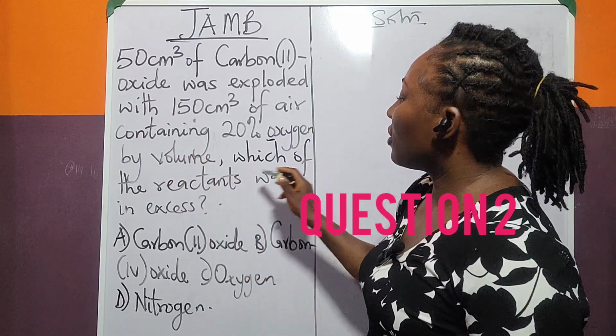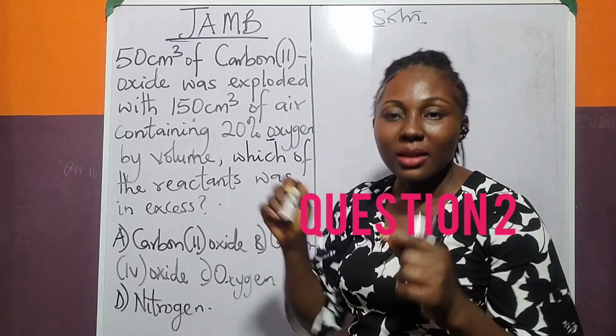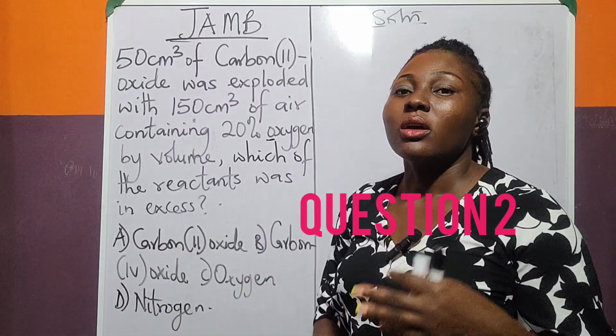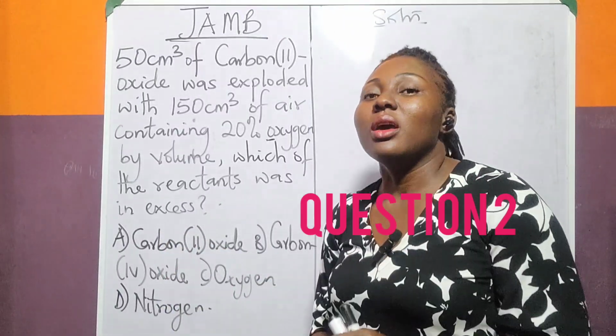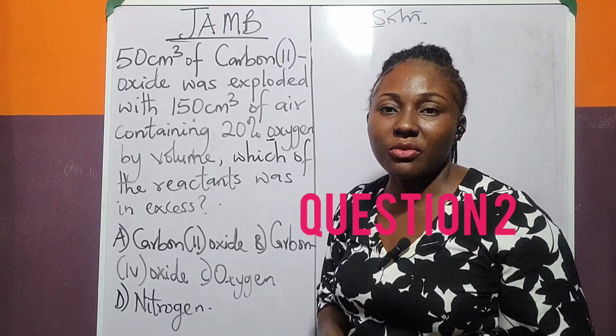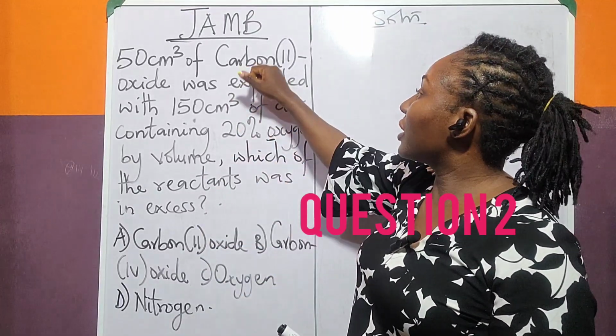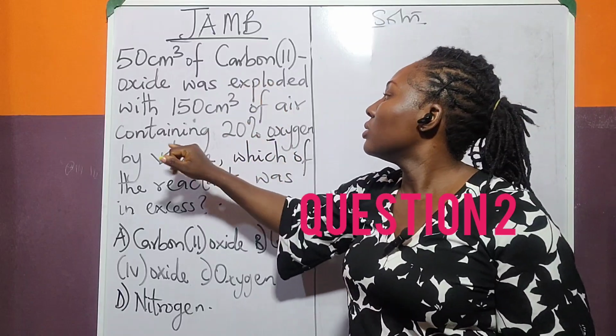50 cm cube of carbon 2 oxide was exploded with 150 cm cube of air containing 20% oxygen by volume. Which of the reactants was in excess? And I have my options here. So the first thing I should do is to write the equation for the reaction. It's a simple combustion reaction between carbon 2 oxide and oxygen.